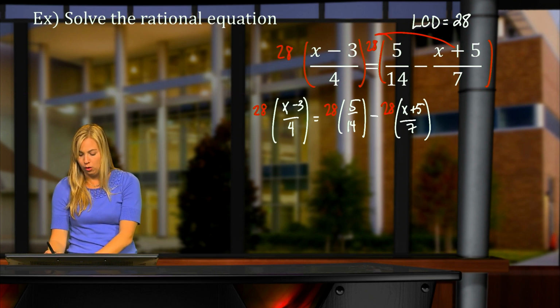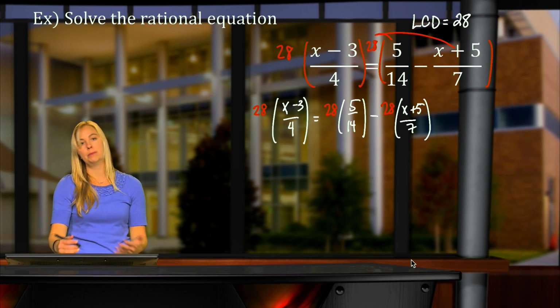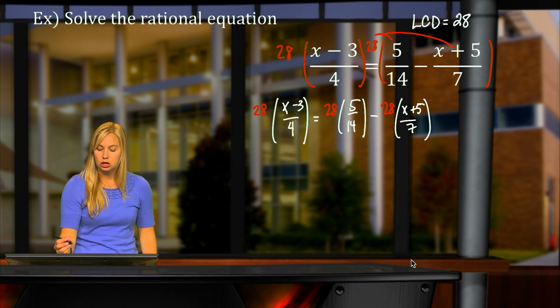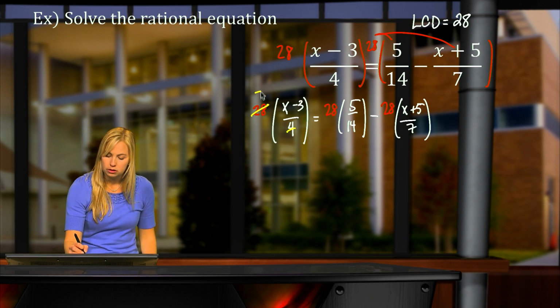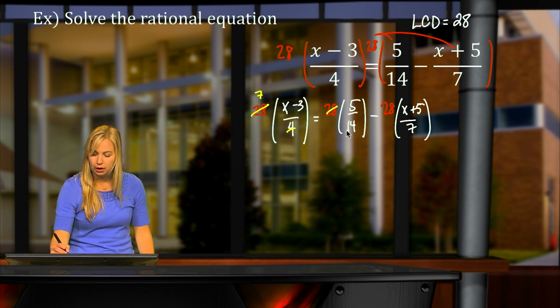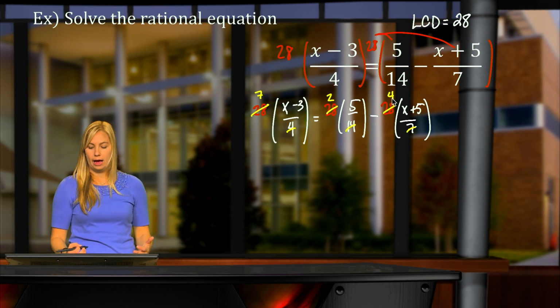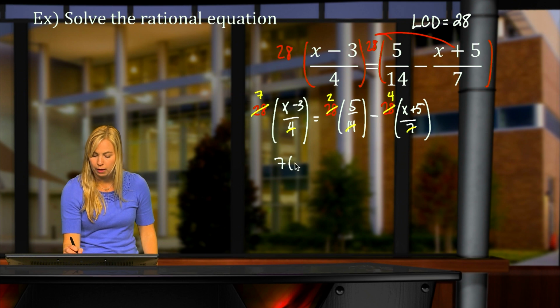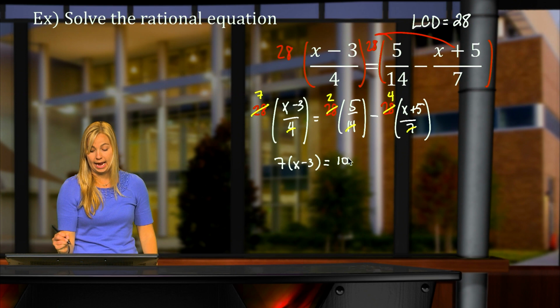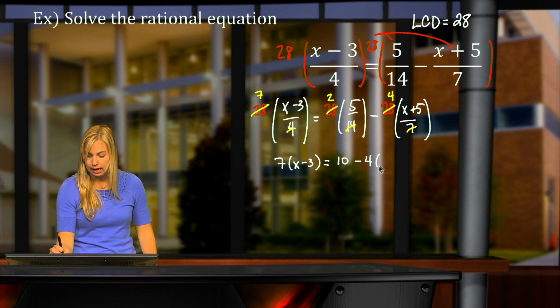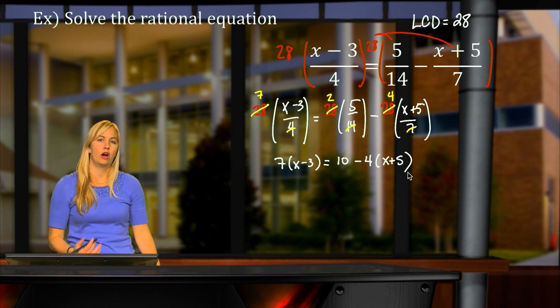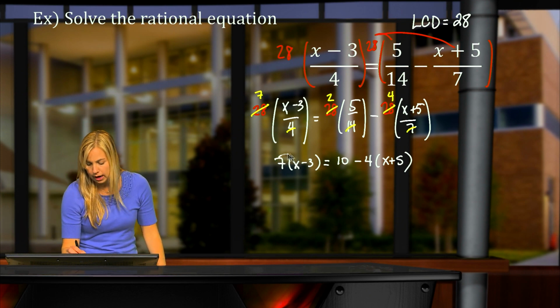What we can do now is go through and simplify each of our fractions individually. 28 over 4 is 7. 28 over 14 is 2. 28 divided by 7 is 4. So what do we have left? We've got 7 times (x - 3) equals 2 times 5, which is 10, minus 4 times (x + 5). This is a baby equation we're all very comfortable solving, so let's take a second to do that.